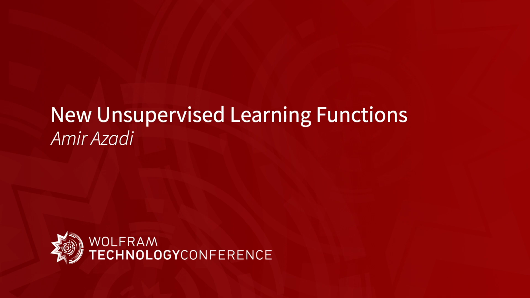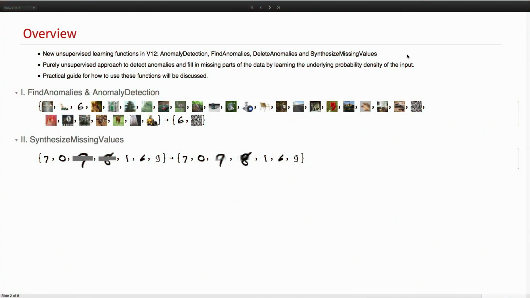Yeah, good. So today I will be talking about some new functionality that we introduced in version 12. We first start with find anomalies and anomaly detection. And then we talk about synthesize missing values. So these are all purely unsupervised learning functions.